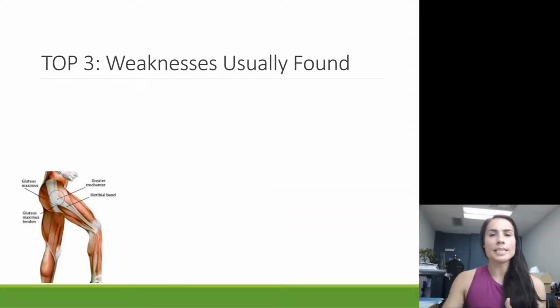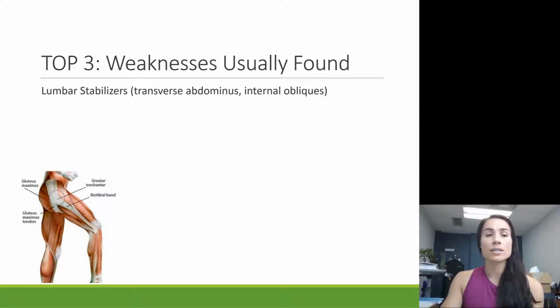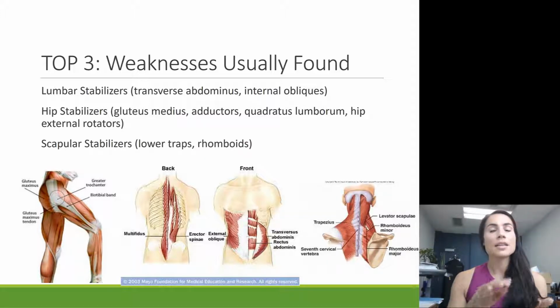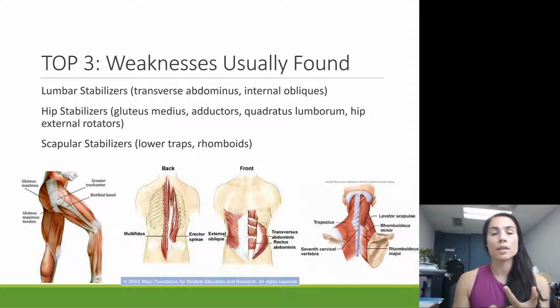The top three weaknesses that we tend to see in our functional training are, first, weaknesses in our lumbar stabilizers. That includes muscles like our transverse abdominis and internal obliques. Essentially, think about your lumbar area and your core. Second, your hip stabilizers, which include muscles like your glute med, your adductors, your quadratus lumborum, and your hip external rotators. It's very common for people to be weak in those hip stabilizers. And then the third weakness that we usually find in functional training is our scapular stabilizers.